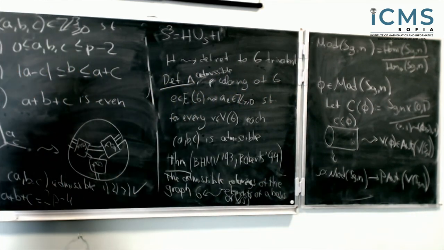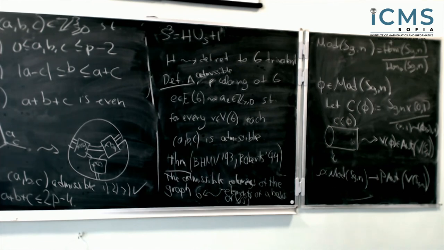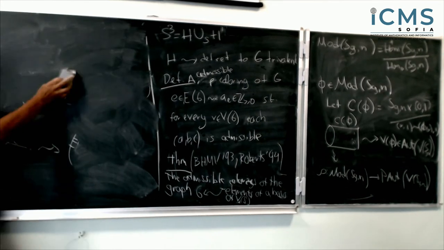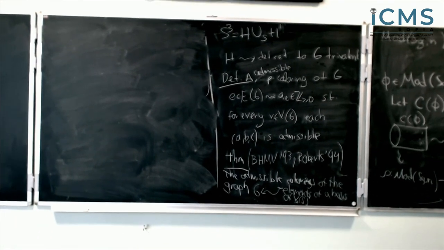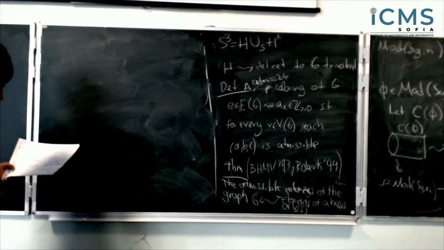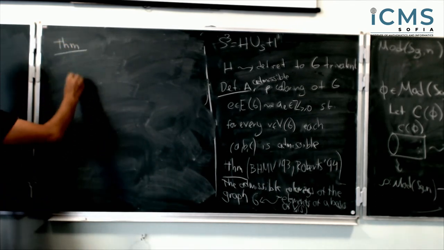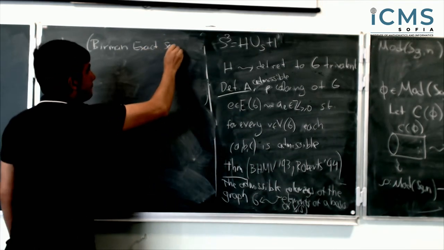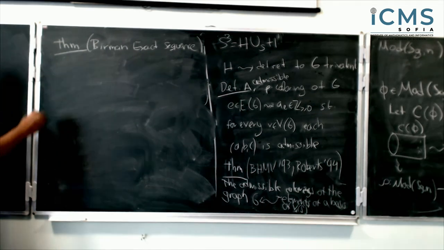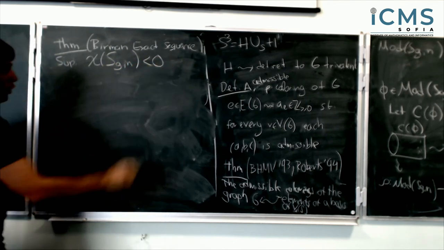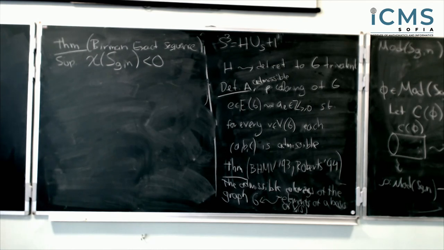This is a representation satisfying the condition. But now, the statement in the theorem that I started with was about representations of fundamental groups, not of mapping class groups. So I will now state a theorem, called the Birman exact sequence, that says the following. Suppose that our surface has Euler characteristic strictly negative.